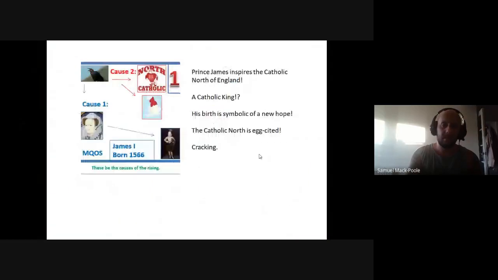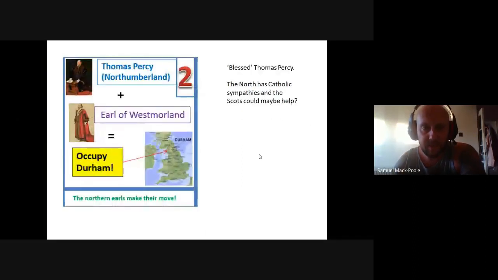So we can see that Prince James, who became King James of England, inspired the Catholic North. They thought they could have a Catholic king. But obviously, he became Protestant King of England later on, because he was involved in the Gunpowder Plot. But I'm going on to a massively different topic. So just to reaffirm this once more, the North has Catholic sympathies, and maybe the Scots would help. They thought that they could get some help from Scottish armies as well.